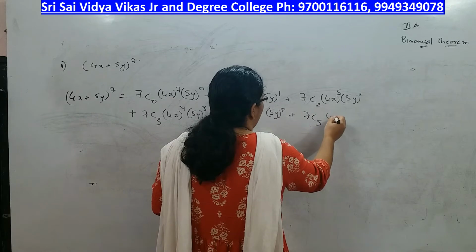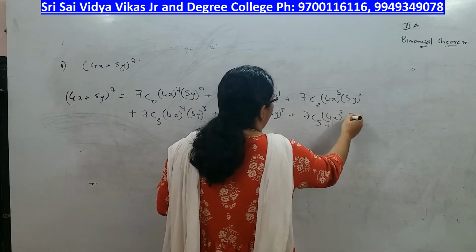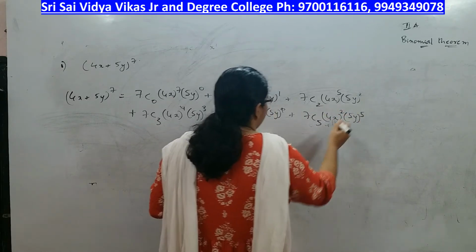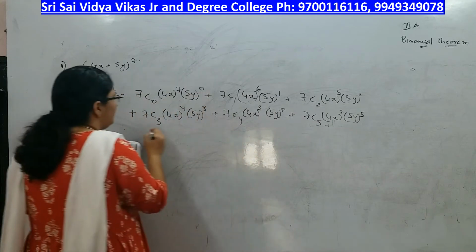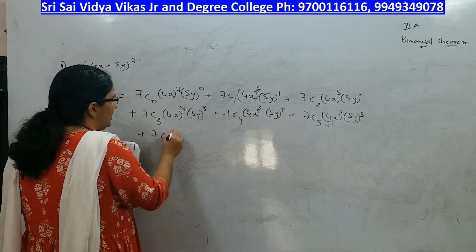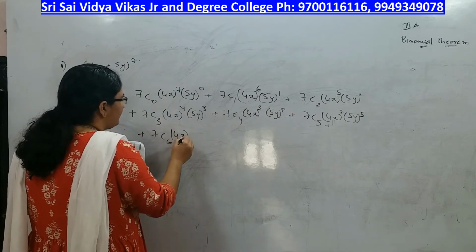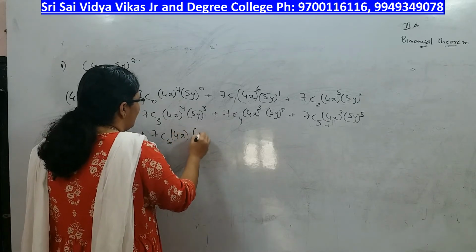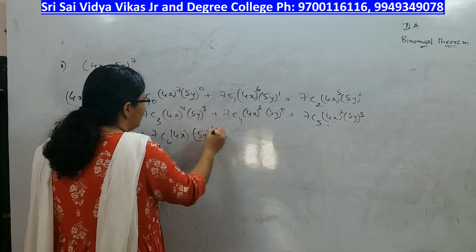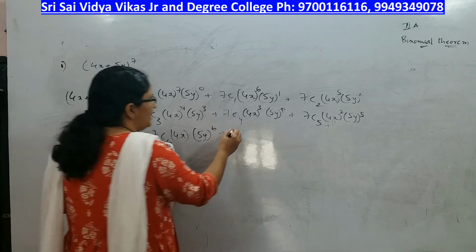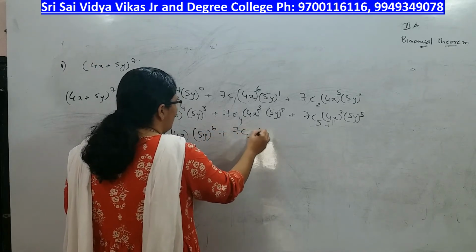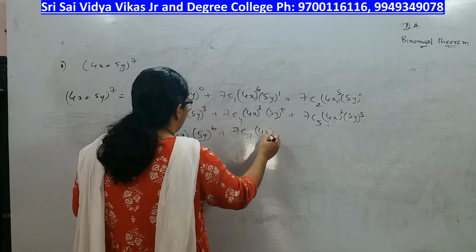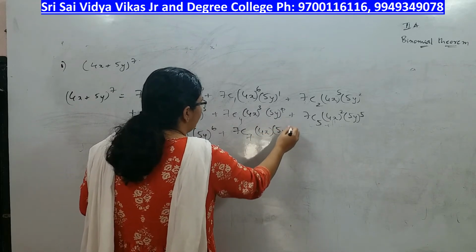7C5 (4x)^2 (5y)^5 + 7C6 (4x)^(7-6), which is 1, (5y)^6 + 7C7 (4x)^(7-7) (5y)^7.